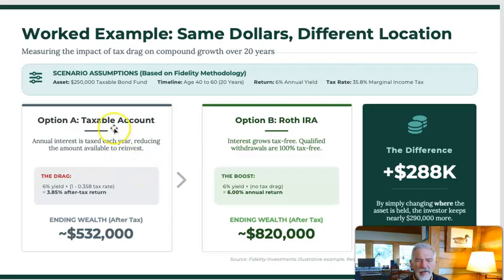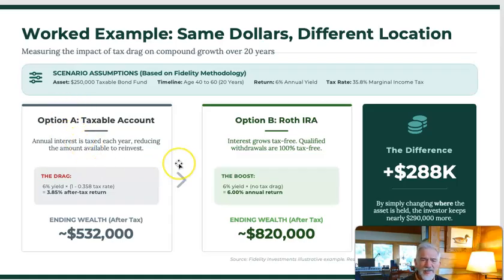If this bond had been held in a taxable account, you're looking at roughly $532,000 that they would recognize in 20 years. If that money had instead been held in a Roth IRA account, you're looking at, here it is, $288,000 more dollars that could have accumulated, and that would be tax-free to that individual. But unfortunately, that was held in a taxable account, and there was just a nibbling away over 20 years of taxes on all of the income that was being generated by that taxable bond.